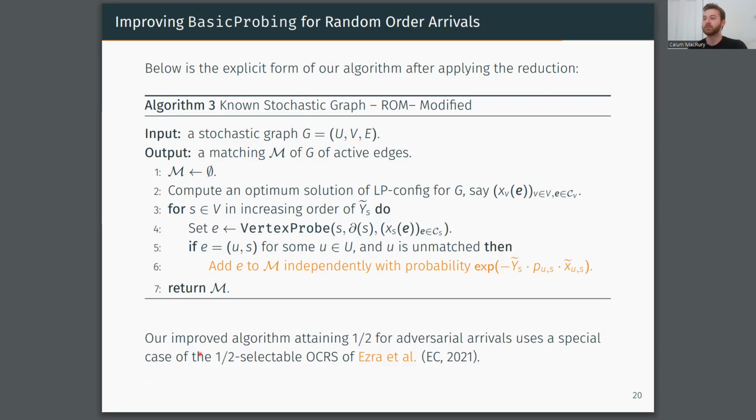Okay, and finally, I'll just mention that the approach is basically identical for adversarial arrivals, and the algorithm written up in the actual paper uses the half selectable OCRS of Ezra et al. from a couple years ago.